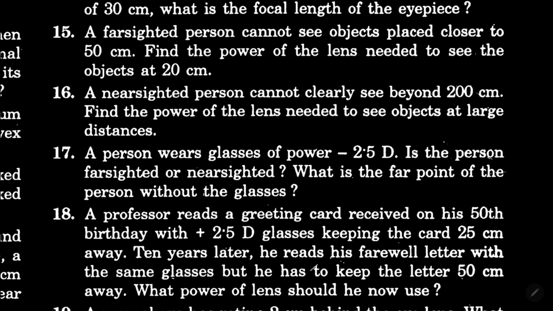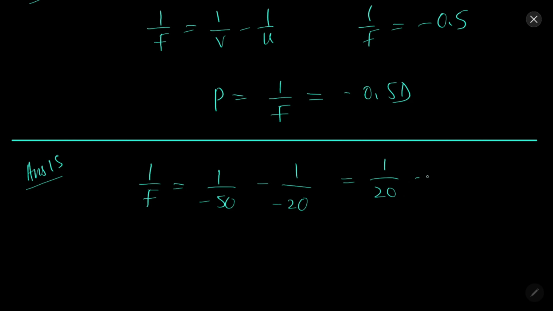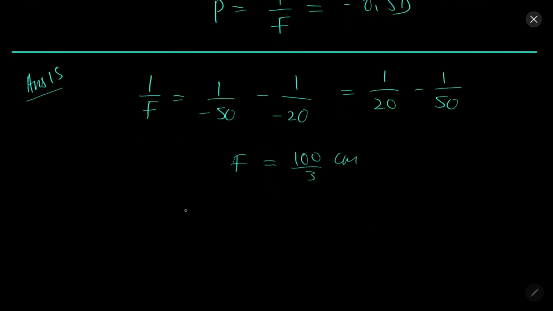In question 15, a far-sighted person cannot see closer than 50 centimeter. Find the power of lens. Solution 15. So 1 by F will be 1 by minus 50 minus minus 20, 1 by 20 minus 1 by 50. So focal length will be 100 by 3 centimeter and power will be 3 by 100, or in meters it will be 3 diopters. So it is 1 by 3 meters.